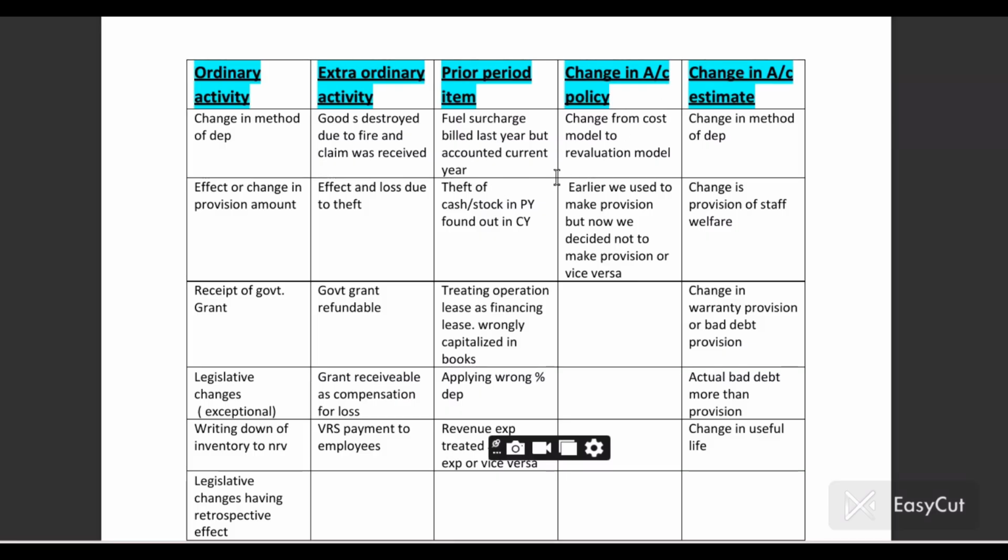Let us start with AS5. So basically there are only 5 terms which you have to remember. First one is ordinary activity. It is simple: ordinary activity is any business activity which is related to the main operations. And what is extraordinary activity? Any activity other than ordinary activity.